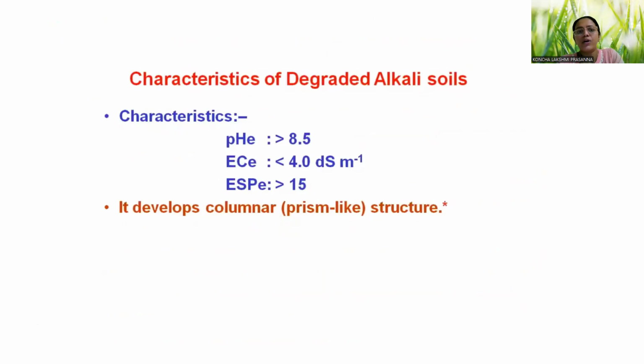Characteristics of degraded alkali soils include pH greater than 8.5, electrical conductivity of the saturation extract less than 4 dS/m, and exchangeable sodium percentage greater than 15. The soil structure is columnar, which is one of the important points from the ICAR point of view. The structure of degraded alkali soil seems to be columnar or prism-like.